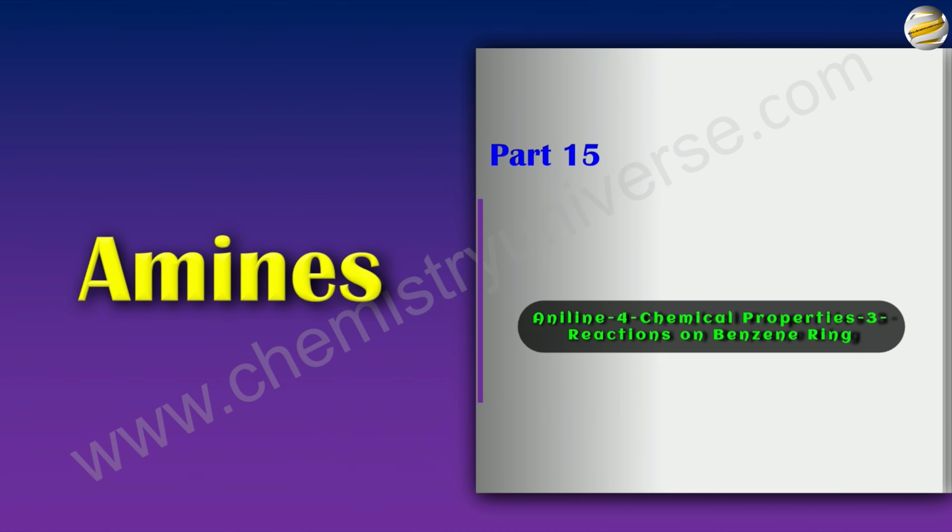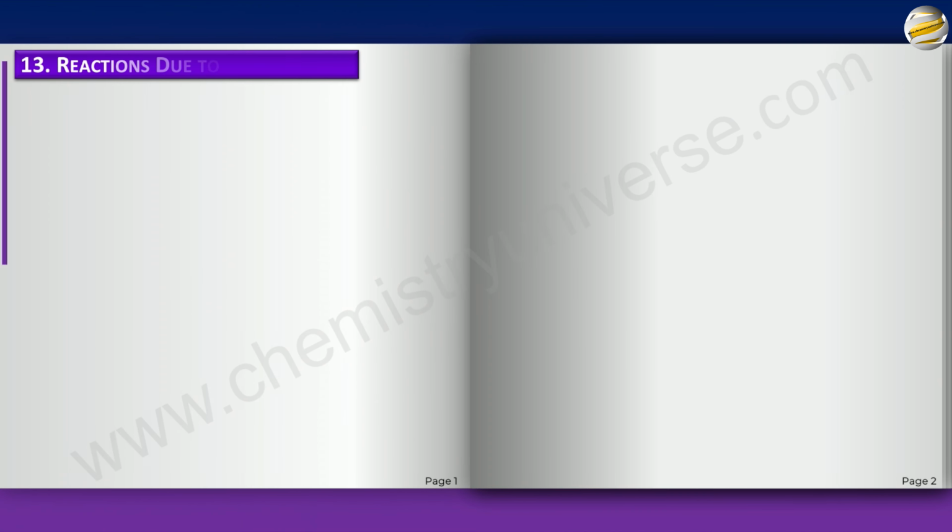Alright, so this is part 15, aniline 4, chemical properties 3. We are talking about reactions on the benzene ring. Now let's see what reactions we are going to talk about. Reaction number 13 of aniline, reaction due to the benzene ring. The first one we talk about is halogenation.